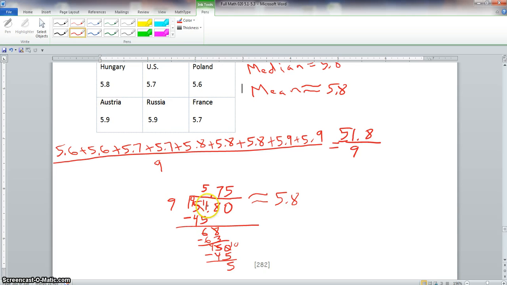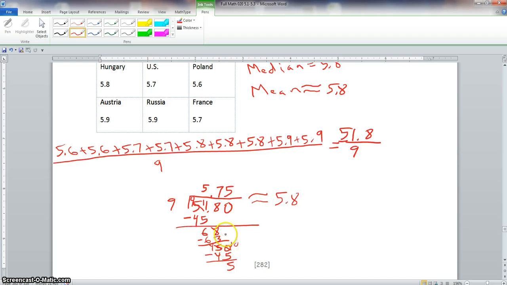We cannot subtract 5 from 1, so we borrow 1 from this 5. That makes it 4, and this 1 becomes 11. 11 minus 5 is 6, and 4 minus 4 is 0. We bring down our 8. 9 goes into 68 7 times. 7 times 9 is 63. 68 minus 63 is 5, and we bring down our 0.